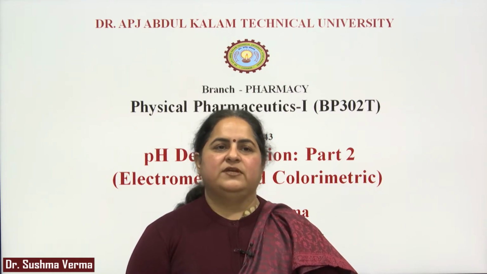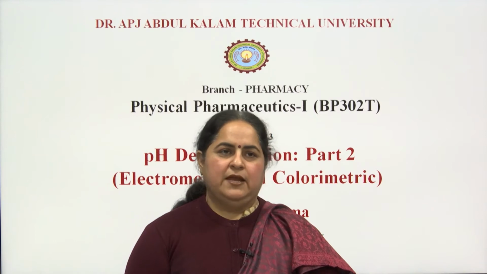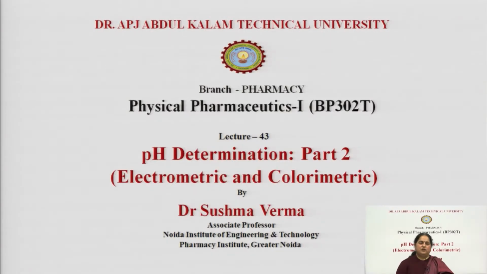Till now we have discussed the pH Sorensen scale and the application of buffers in our first lecture of this unit, and after that we discussed pH determination. In part 1 we discussed the electrometric determination of pH, and in this part 2 of pH determination we will be discussing the colorimetric method of pH determination. Both these methods are used for the determination of pH.